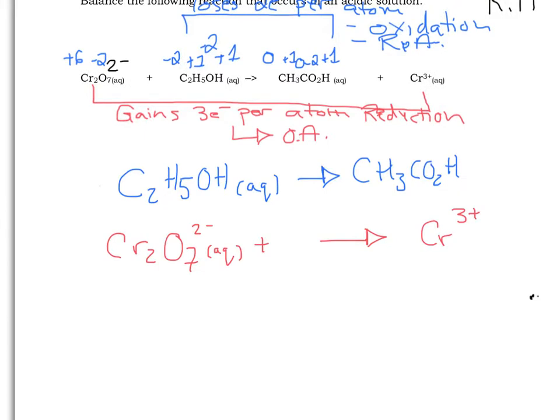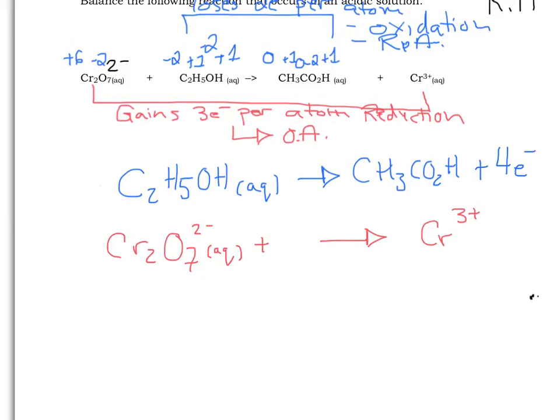Okay, now here's where we need to be careful. So in this reaction here, we know that carbon loses 2 electrons per atom. But in the oxidation half reaction, there are actually 2 carbon atoms. So we need to be careful that the number of electrons per atom matches the number of atoms in our reaction. So there are 2 carbons, so we're going to need 4 electrons produced. So it's going to lose a total of 4 electrons.